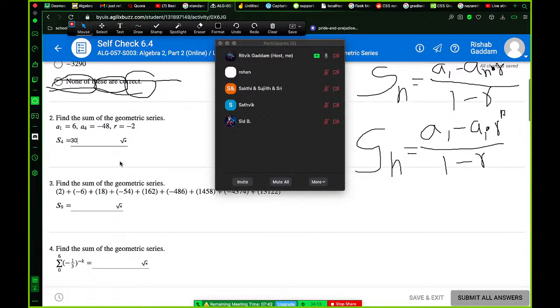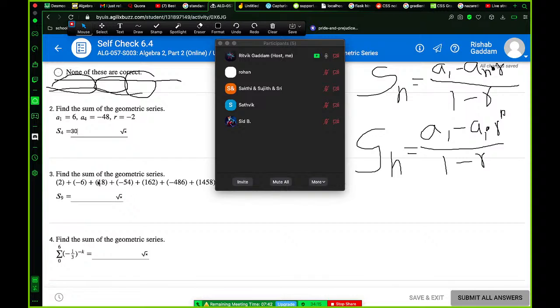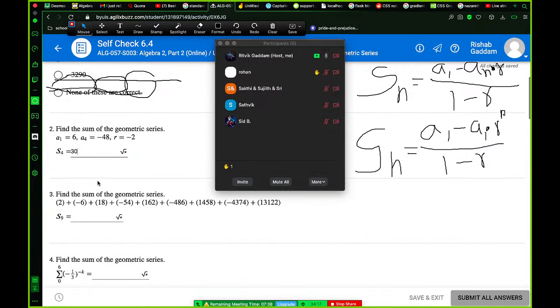So let's move on to question number 3. This one is a little bit easier, I think. Actually, not really. So if you want to do this one, then raise your hand in the chat. Okay, good, Burhan, you already have your hand up. You can do this one.